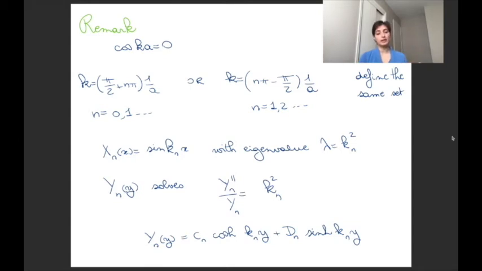So we retrieve Y_n being a sum of hyperbolic cosine and hyperbolic sine. Specifically, we have some coefficient C_n times the hyperbolic cosine of k_n y plus some other coefficient D_n times the hyperbolic sine of k_n y. You can write it as exponentials, but because we have boundary conditions at 0, sometimes it's easier to write it as hyperbolic sine and hyperbolic cosine because the hyperbolic sine at 0 is equal to 0.